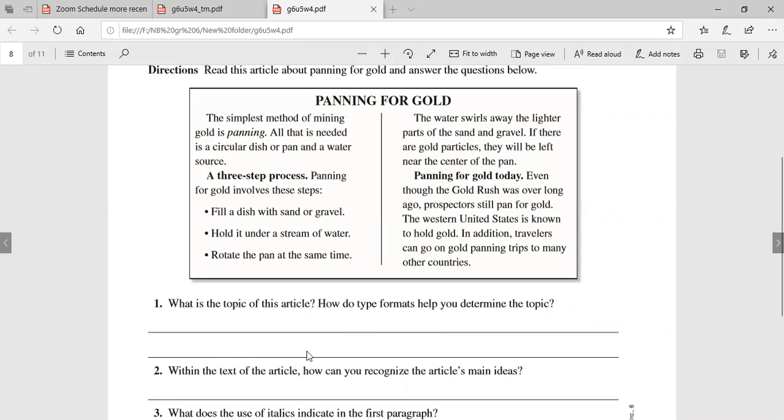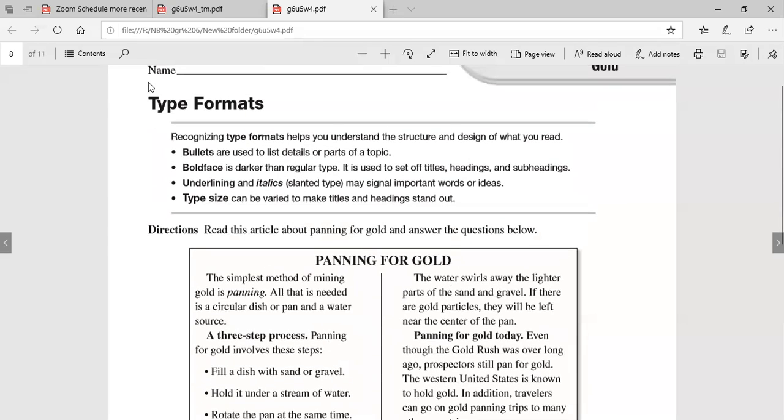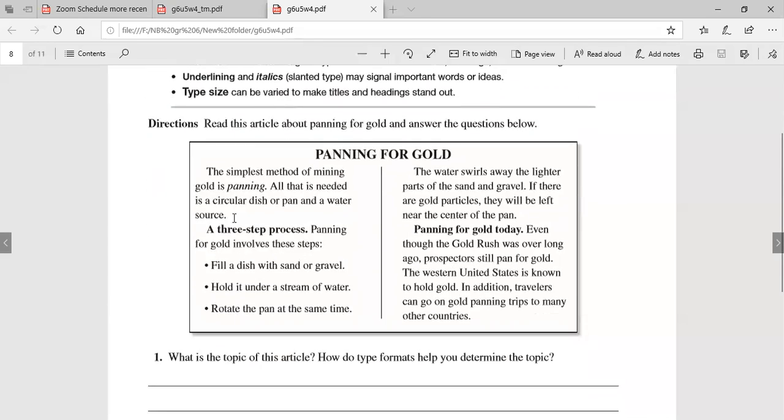It's simple. Again, we use the type formats. You look within the article. If you look at it yourself, you will see which expressions you see first. What will draw your attention are the boldfaces. You see two boldfaces.